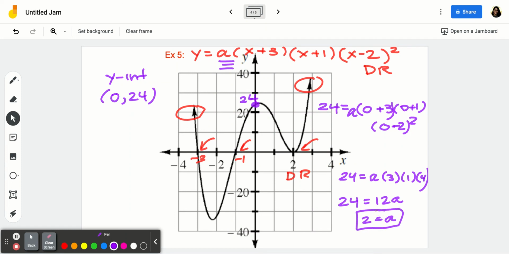Was I expecting a positive A? Yes, because both arrows are facing up, which means it's a positive orientation. So what's my final answer to this question? I'm just going to erase this A and replace it with the number 2. And this is my final answer to the question. And I could check on Desmos when I type this in, does it make this graph? Ignore the example 5, it should be example 2.